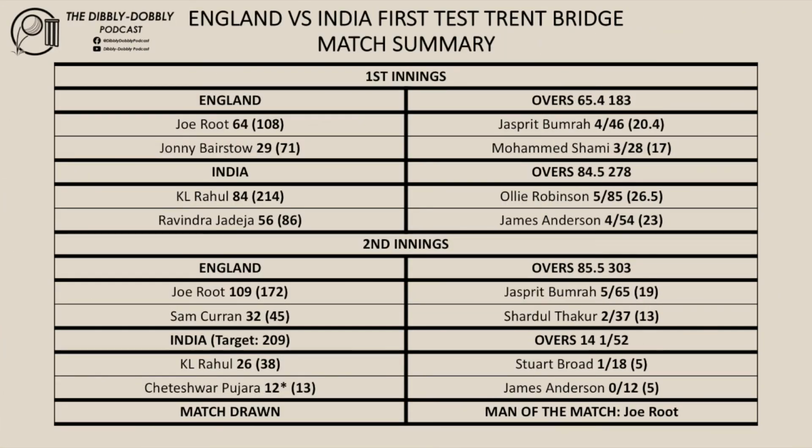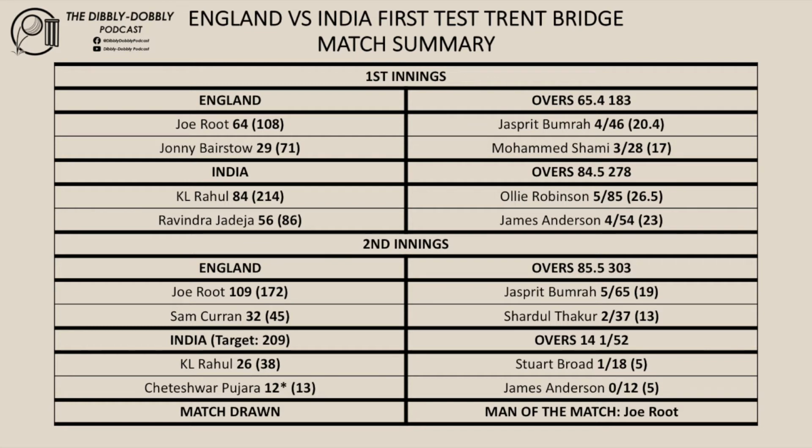Let's have a look at the match summary from the first test match between England and India from Trent Bridge. England batted first and made 183 all out in their first innings. Joe Root top scored with 64. Jasprit Bumrah took 4 wickets for India. India, in reply, all out for 278. KL Rahul top scored with 84. Ollie Robinson took 5 wickets for England.